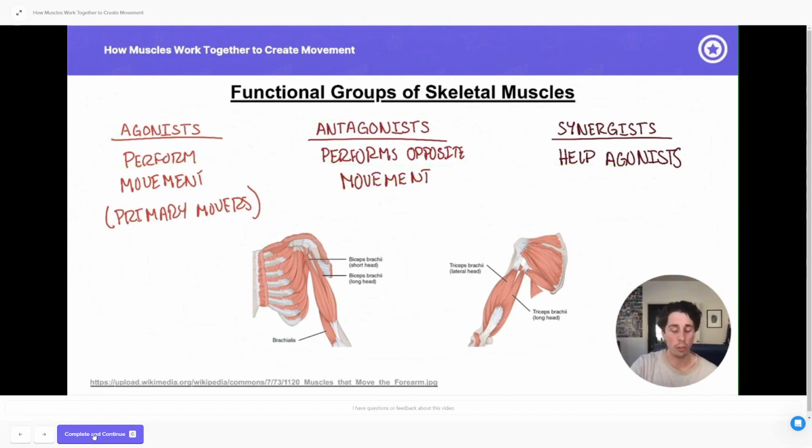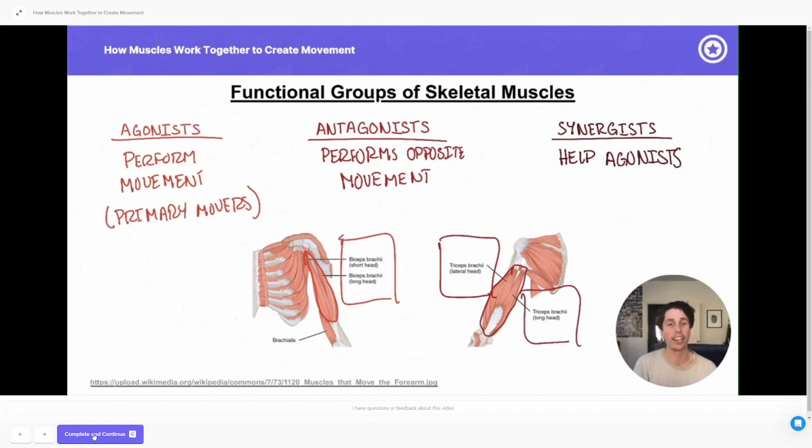And so go ahead and think about what the agonist for this muscle would be. And so the main or the primary mover, that's going to be our biceps brachii, so we're just going to go ahead and outline that. So biceps brachii is that agonist. And as we know, the opposite movement is going to be done by the triceps brachii, and so that's going to be our antagonist. Let's go ahead and outline that as well. So antagonist is going to be the triceps brachii.